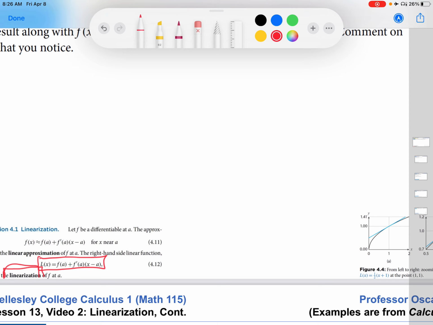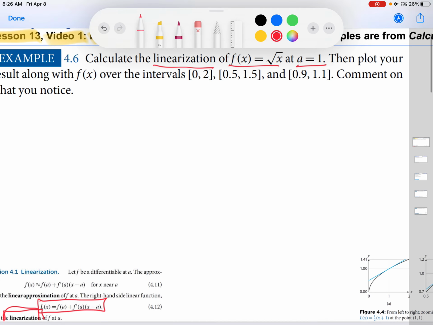It's just got a different name. You might wonder, why a new concept? Why not just say calculate the equation of the tangent line? We could, but here we're using the tangent line for other purposes, right? For the purpose of approximating the values of the function and linearizing the function. So we call it the linearization.